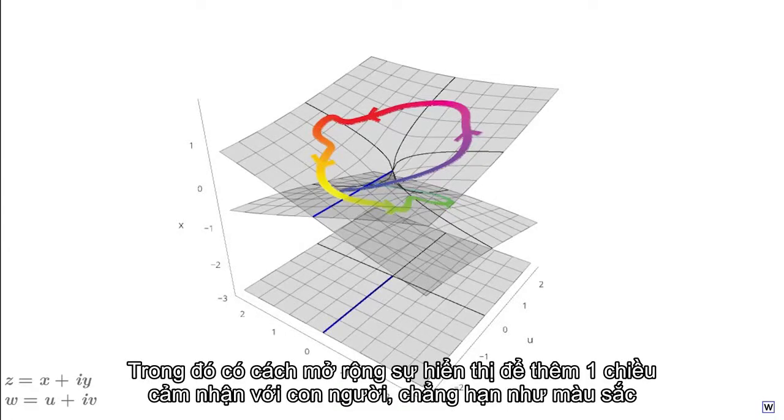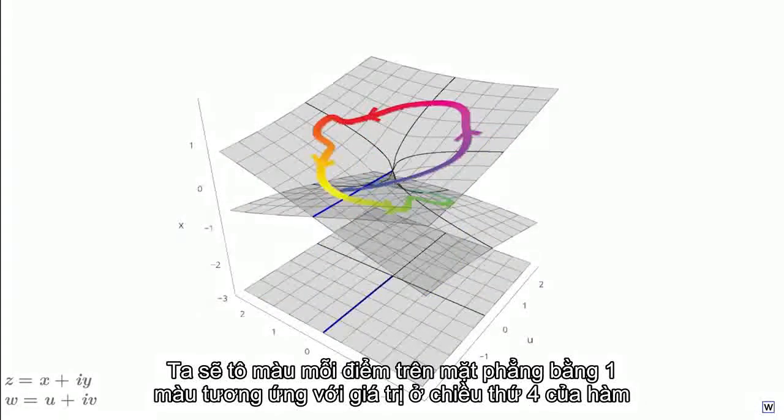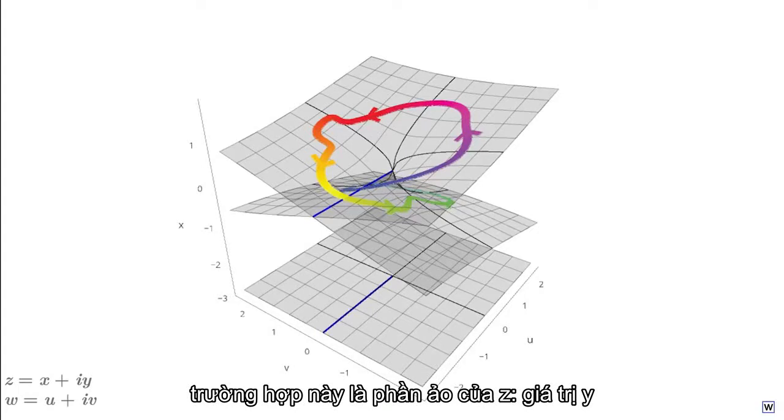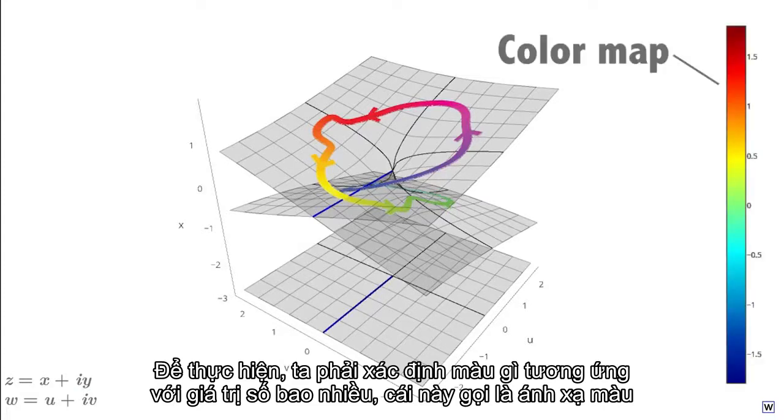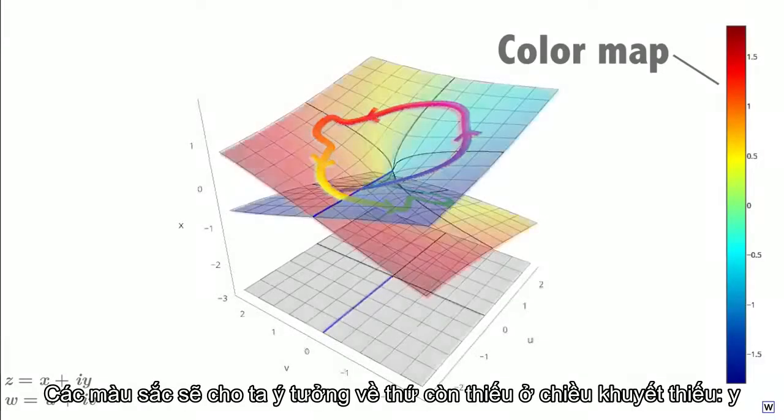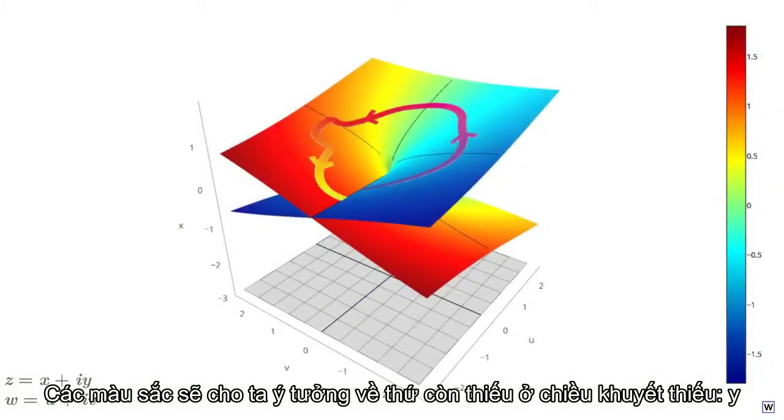One approach is to expand our visualization to include another dimension of human perception, such as color. We'll color each point on our surface with a color that corresponds to the value of the fourth dimension of our function, in this case the imaginary part of z, y. To do this, we need to decide which colors to map to which numbers. This is called a color map. Our colors now give us a nice idea of what's happening in our missing fourth dimension, y.